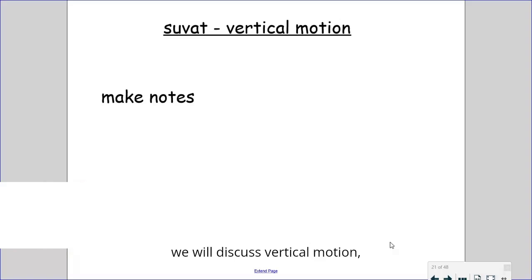So this time we will discuss vertical motion, which is basically when objects are traveling up and down. Just a quick reminder, make sure you're making notes as you go along, and please do attempt the worksheet in the description. Practice in mechanics is more important than any other module. So make sure you are practicing the questions that I set. So let's make a quick start.